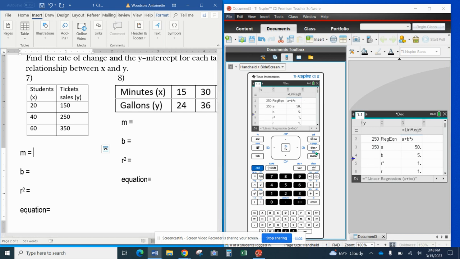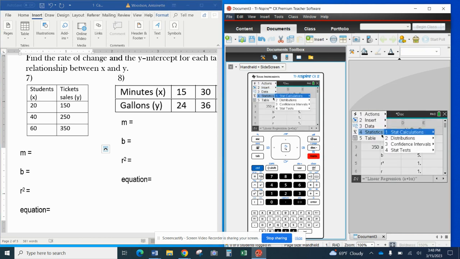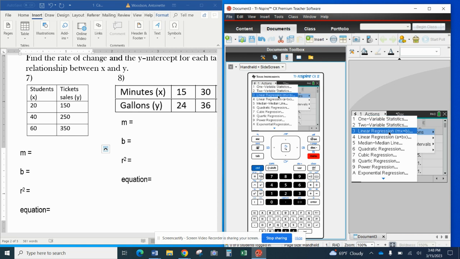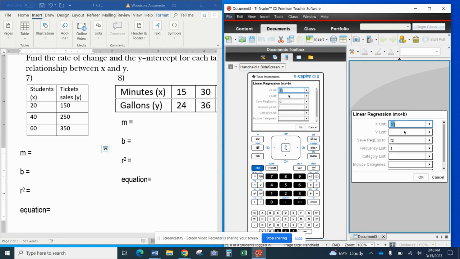So let's try it again. I'm going to press menu, stat calc, and number 3. Do you see the difference? Here is mx plus b, here is a plus bx. We'll talk about a plus bx a little later in the year. Right now, we're going to stick with the linear regression, mx plus b.